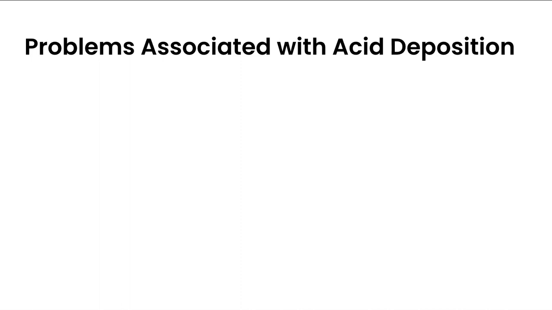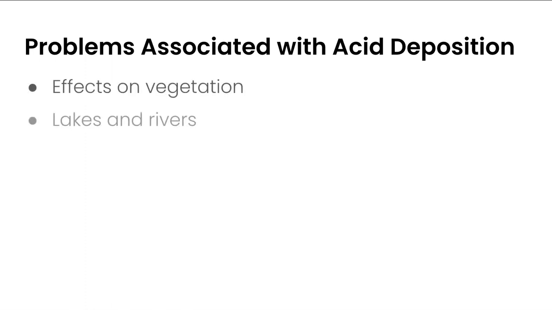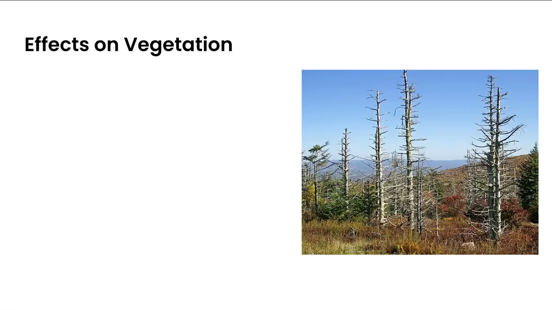Well, we're going to look at four in this video. So the first we're going to look at is effects on vegetation. We're also going to take a look at what happens to lakes and rivers and why this is an issue. We'll look at what could happen to buildings with acid deposition, and then as well as the impact on human health. So let's start with vegetation.